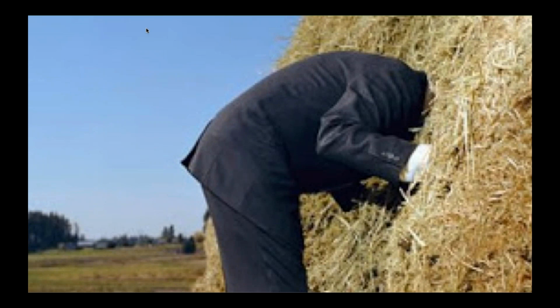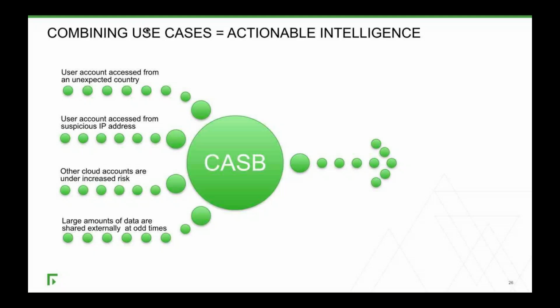So the problem, in a way, with use cases is that it can often be a little bit overwhelming, and you can't see the needle in the haystack. That could sometimes be mitigated by being able to correlate them together to provide meaningful information. In this last section, I'd just like to talk a little bit about how Forcepoint is quite unique in being able to correlate multiple use cases into actionable intelligence.